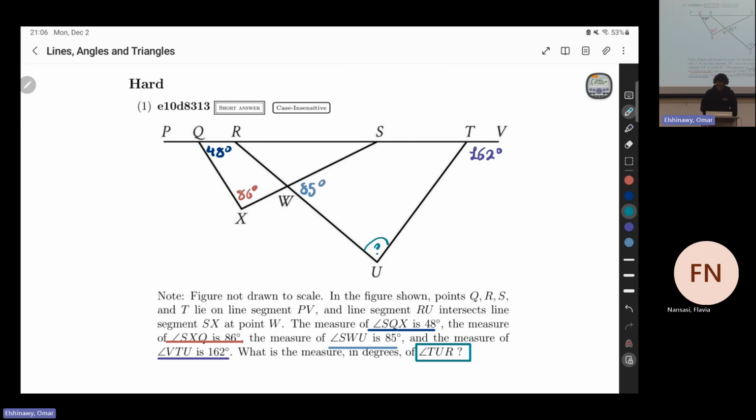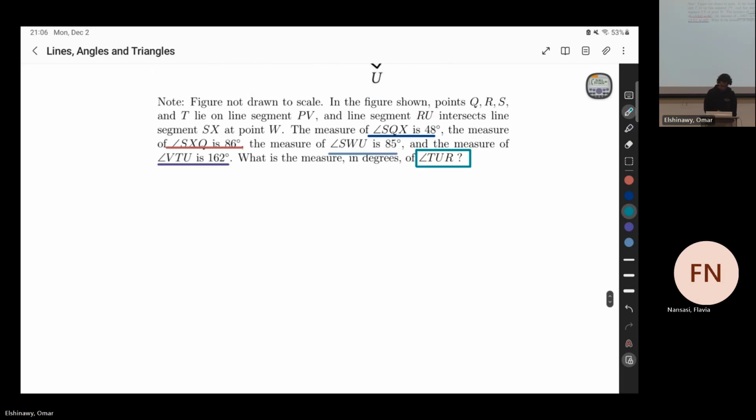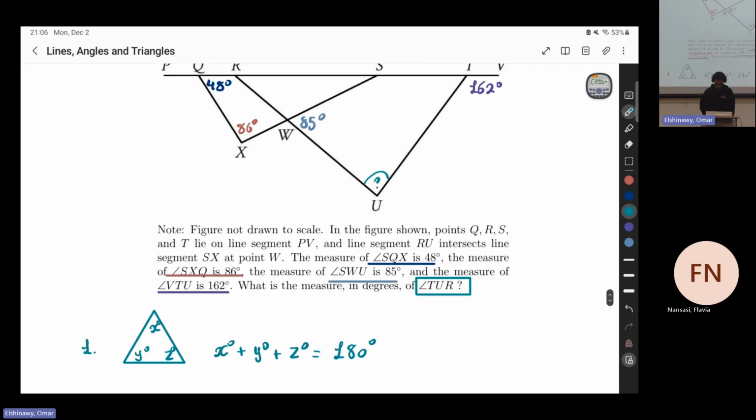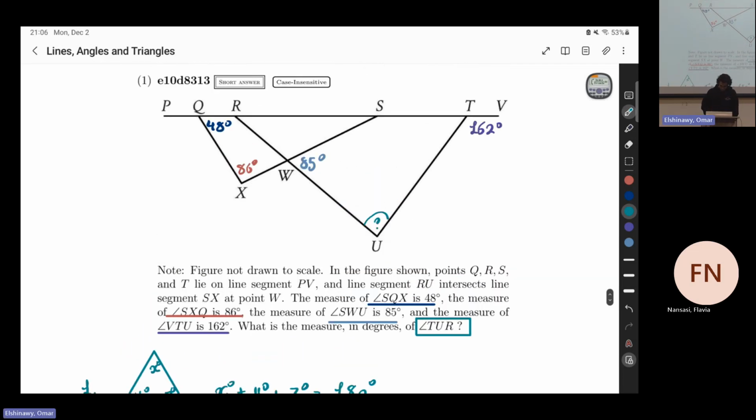Now let's agree on some basics. The first basic thing I want to agree with you on is that the sum of the angles in a triangle is always equal to 180 degrees. You can take this as some sort of axiom or fact. If you want a proof, maybe we can talk about it, but I don't think that's interesting. And this is actually the first fact that we use here.